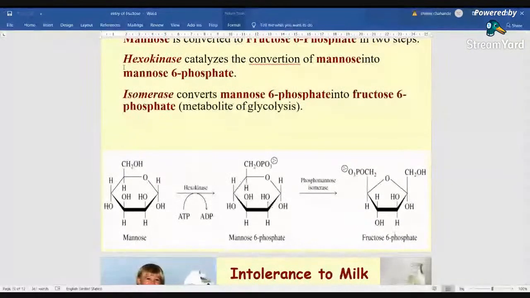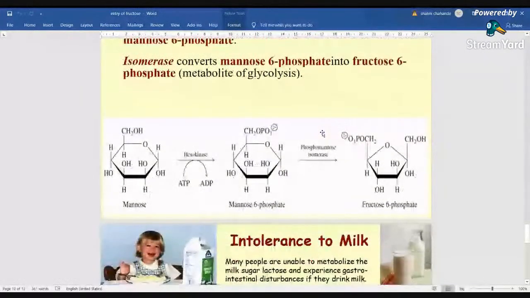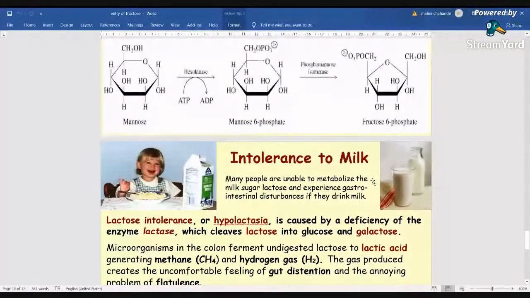Now we will see some of the terms associated with these reactions. Number 1 is the intolerance to milk. Many people are unable to metabolize milk sugar lactose and experience gastrointestinal disturbance if they drink milk. Now this happens in many children, when after some time the mother finds that the baby is not able to digest the milk. So this is milk intolerance or lactose intolerance, also called hypolactasia.